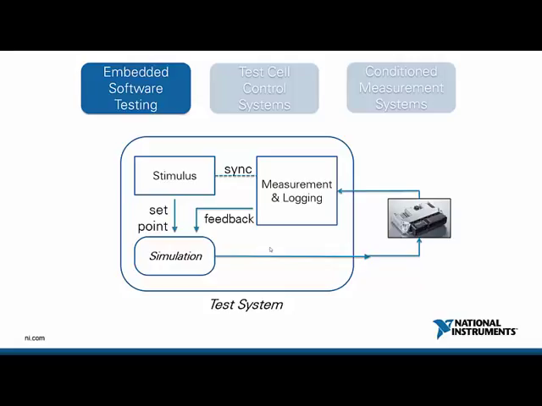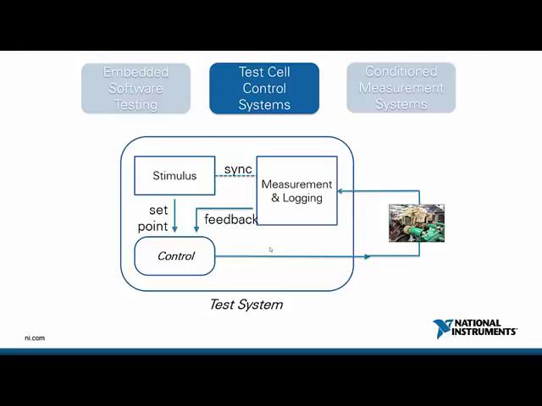So when we transition that now and we go from a pure electrical simulation in embedded software testing and we look at test cell control systems, now the device under test goes from an electrical device such as an ECU, and now it's a mechanical test system, or mechanical system I should say. In this case it's a dynamometer for a very large vehicle. But you can see a lot of the components are the same.